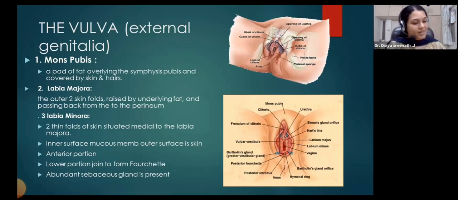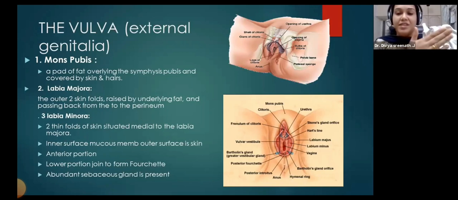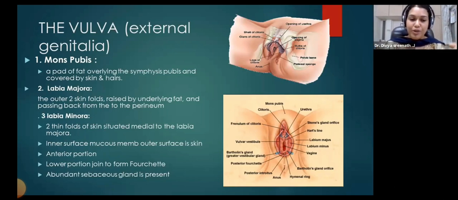Mons pubis means, as you all know, this is the pubic symphysis, and the area that is a pad of fat over this pubic symphysis is known as the mons pubis. A pad of fat covering it, with hair after puberty only. Before that, it will be a flat structure. And this area is the labia majora, and it is also a structure with a pad of fat.